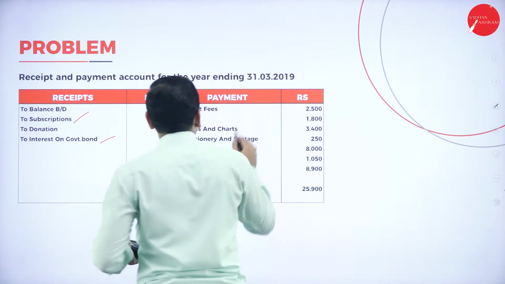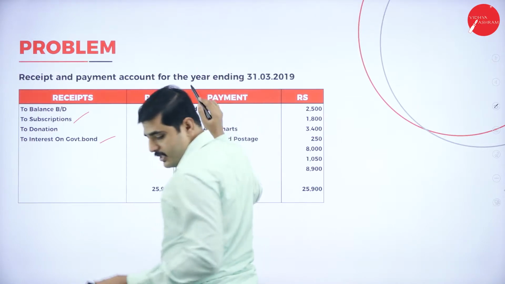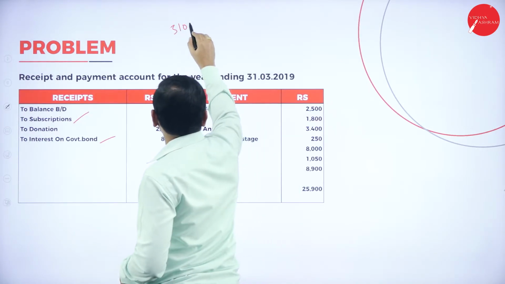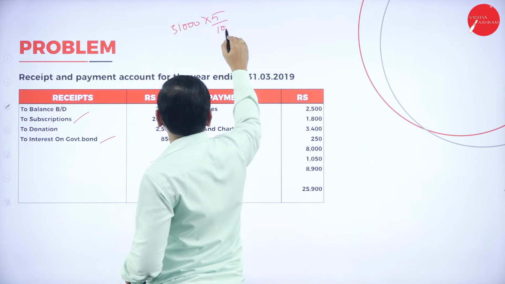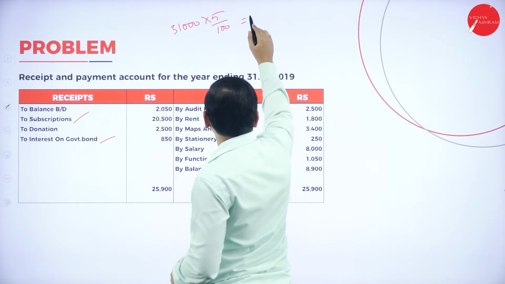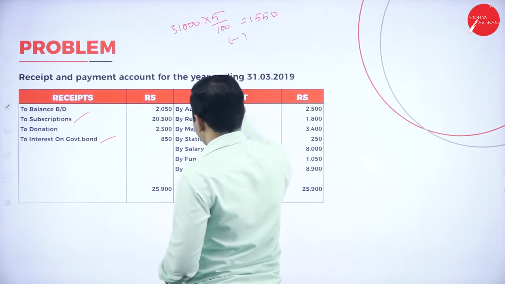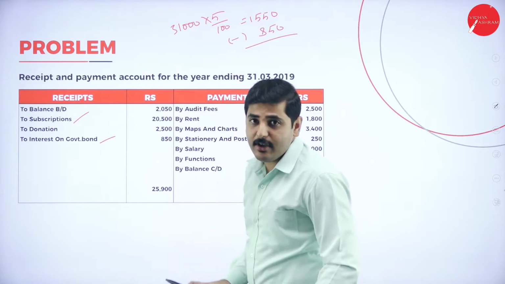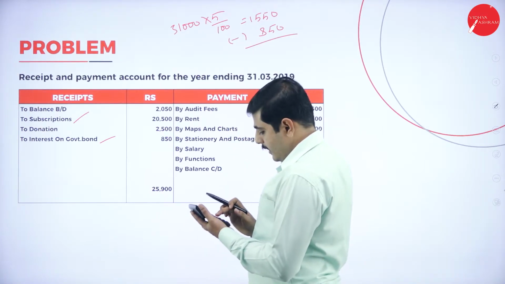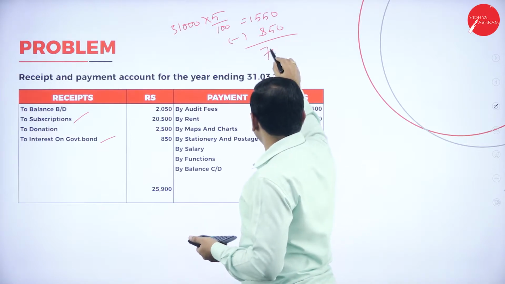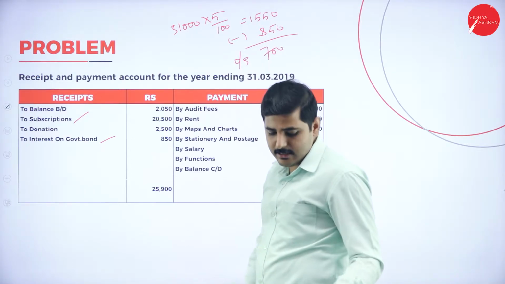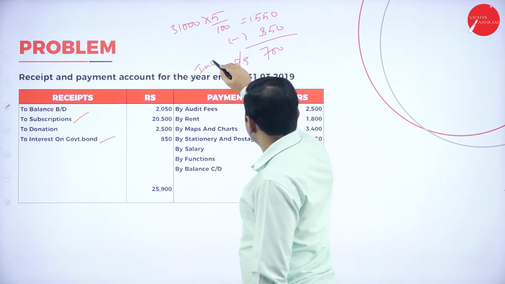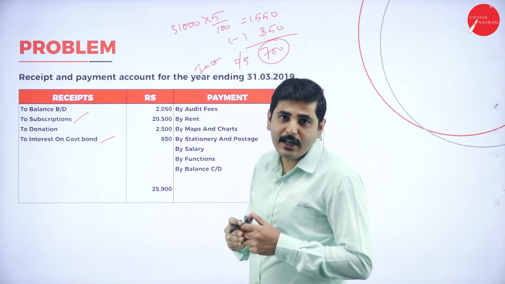See, the actual bond amount is government bond 31,000. 31,000 into 5 by 100 gives us 1,550. Minus how much we have received, 850. Still outstanding how much? The remaining is outstanding, which we have to receive. Minus 850, so we should show 700 as outstanding. It is a receipt, no? It's outstanding income. So this 700 should be shown in the balance sheet on the asset side.